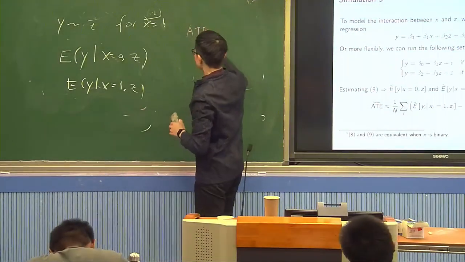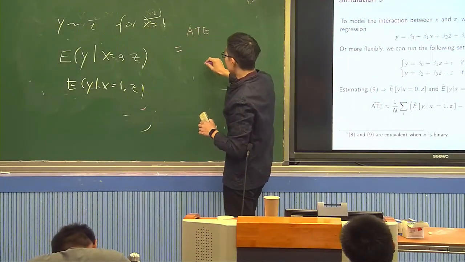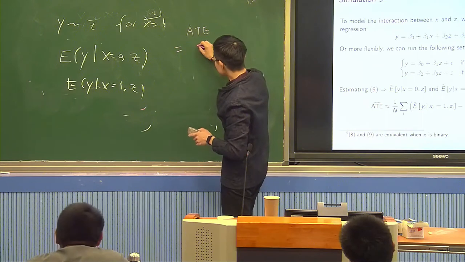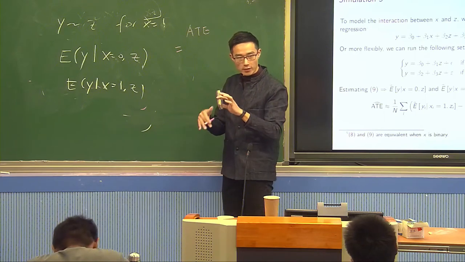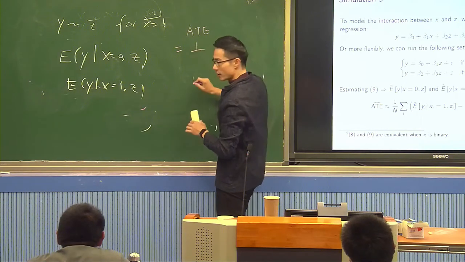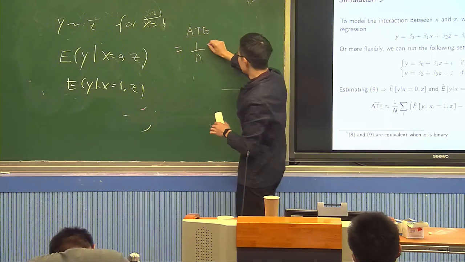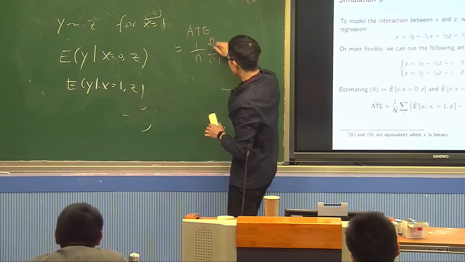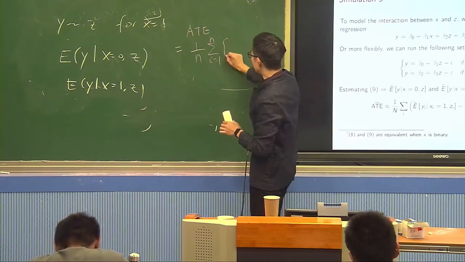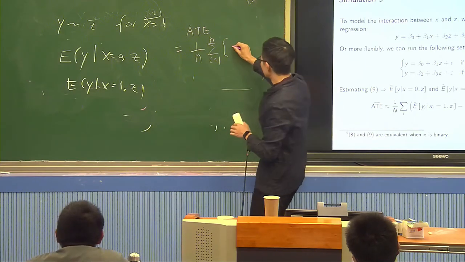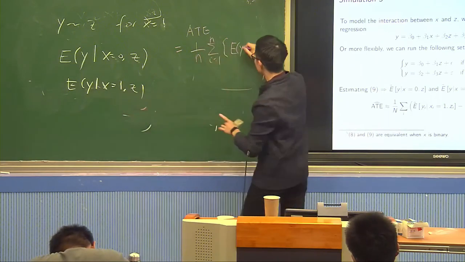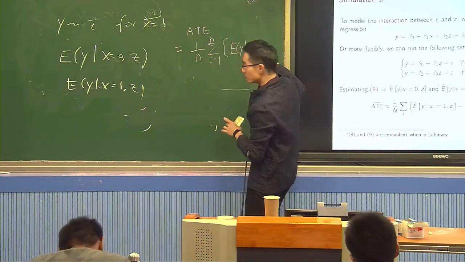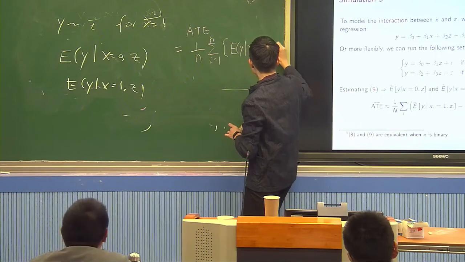What is the ATE here? The ATE will be equal to, remember, the ATE is an integral with respect to Z. So for the integral in finite sample, we can use Monte Carlo integration. So again, the ATE is 1 over n, summation, i equal to 1 to n, okay? And then what is that? Well, I can say E hat Y conditional on X equal to 1, Z equal to Z_i.